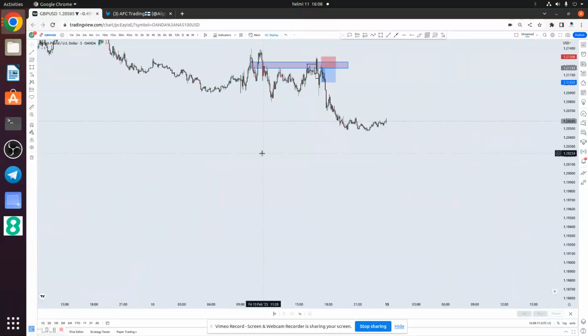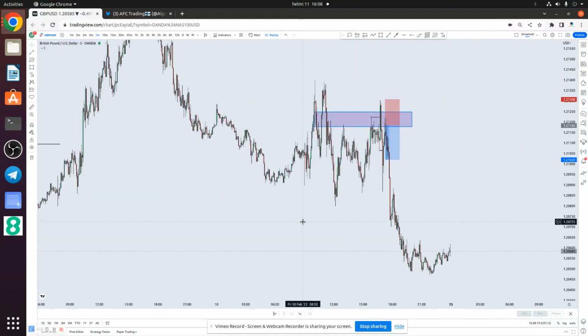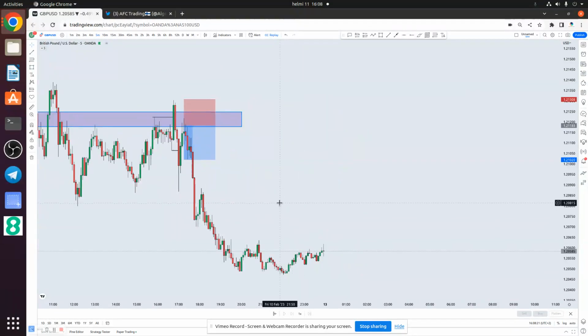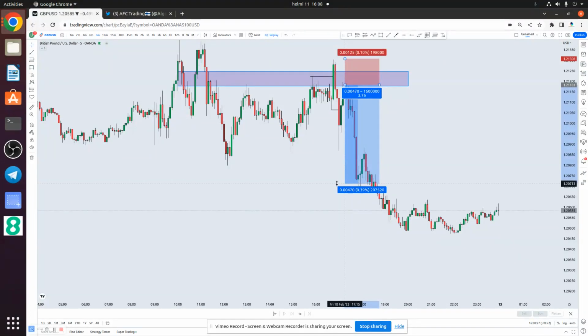And then your target, you don't even have to always have a target. You can just go in when you have your 1:2, 1:3, and you come out. You don't have to have targets, but if you were to close here, that would be almost 50 pips.